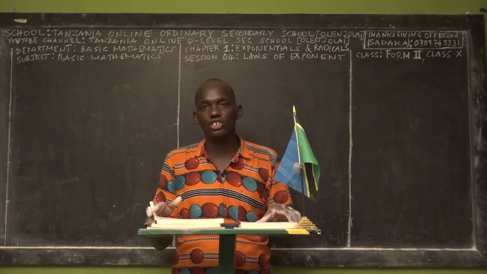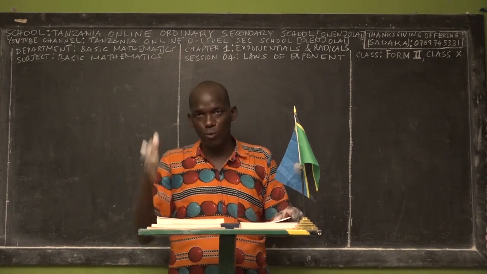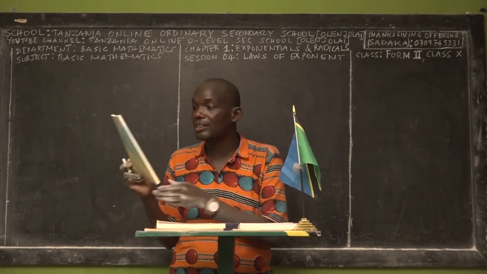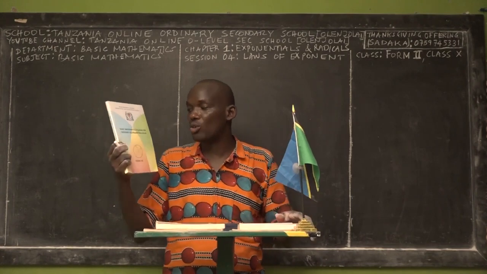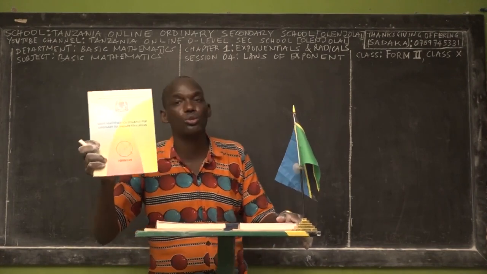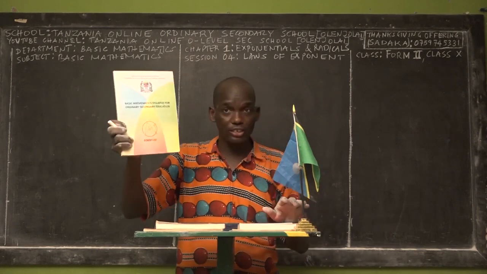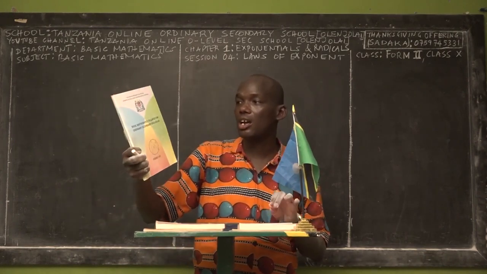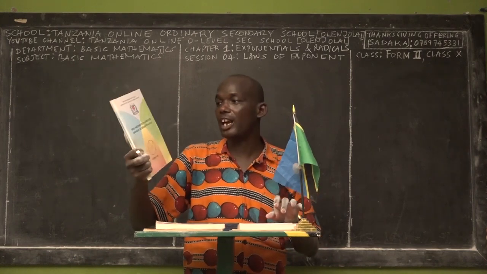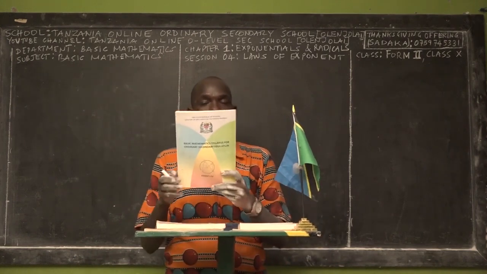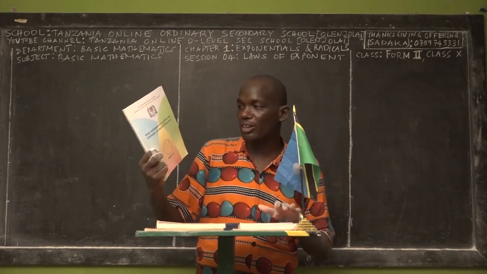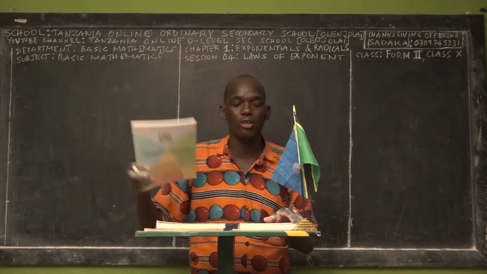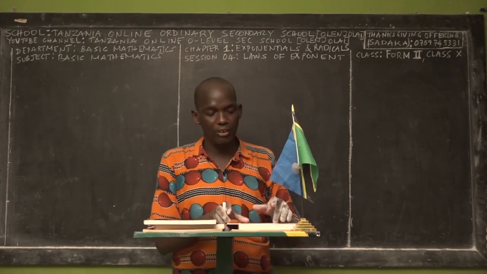Before I start the session, when we are learning this topic, we need some reference books. First of all, the syllabus called the Basic Mathematics Syllabus for Ordinary Secondary Education. You should have a copy of this book. You can order it online, and it can be shipped to any region across Tanzania. It is a very important book because you need it when learning Basic Mathematics Form 1, Form 2, Form 3, and Form 4. When you graduate, you also need it for your younger brothers.